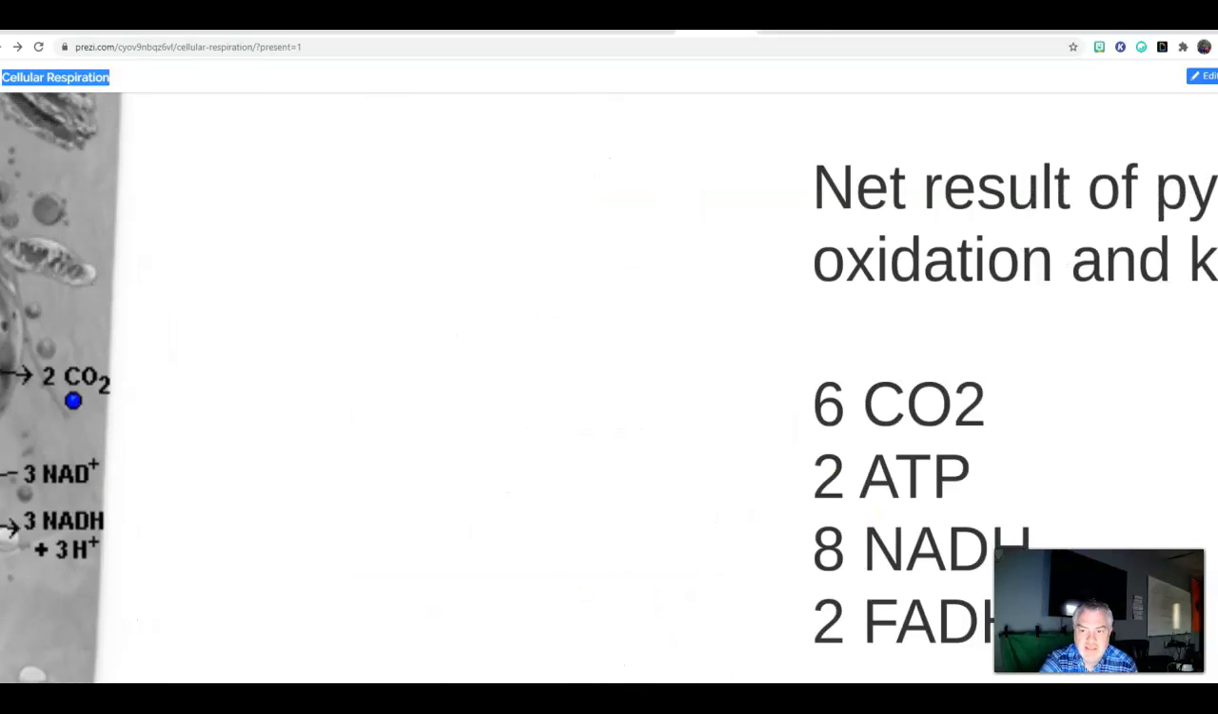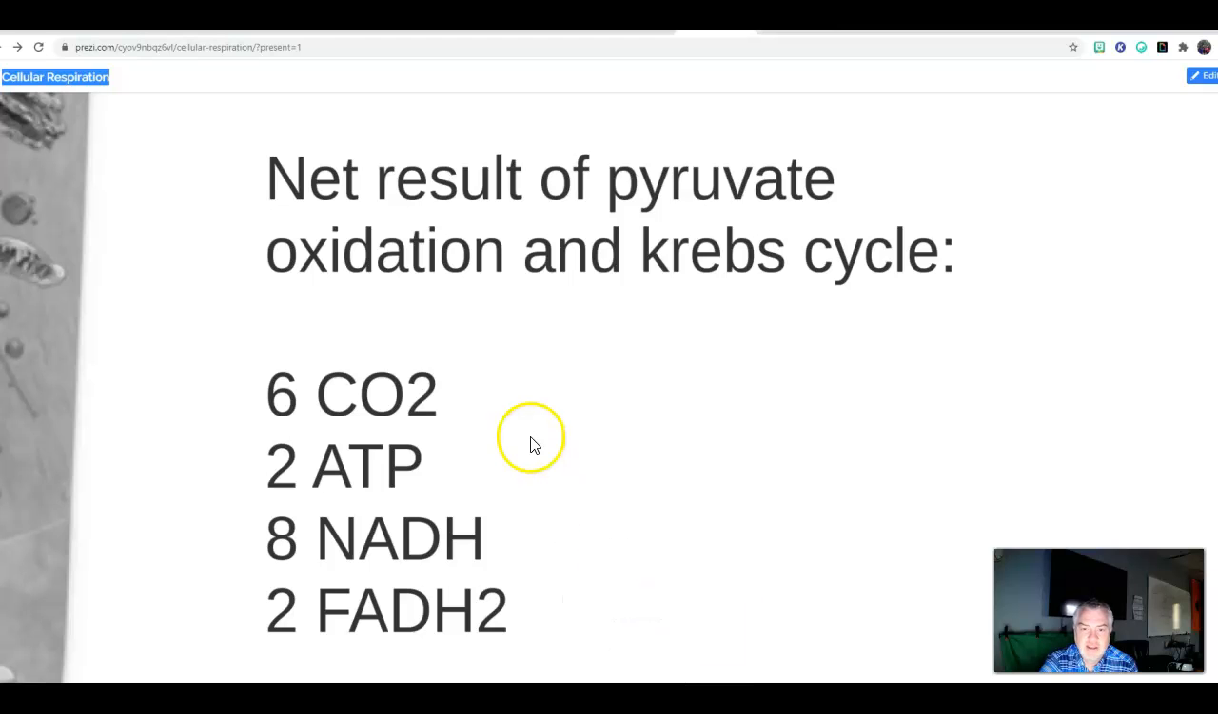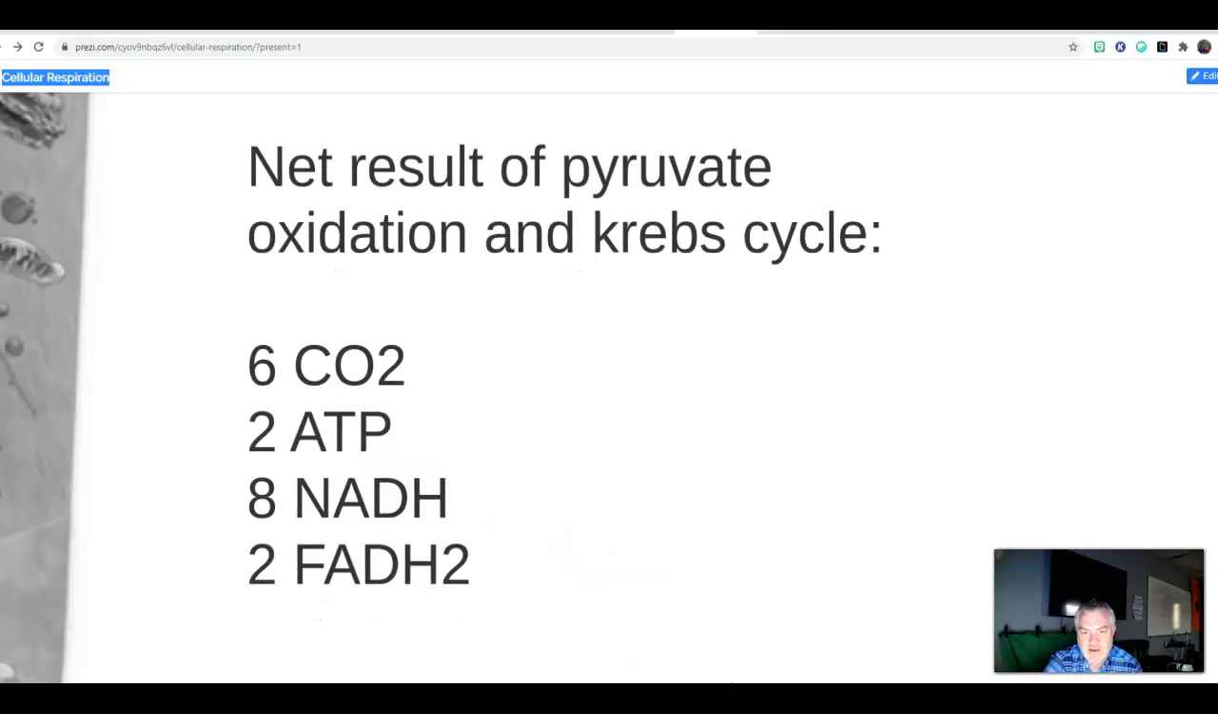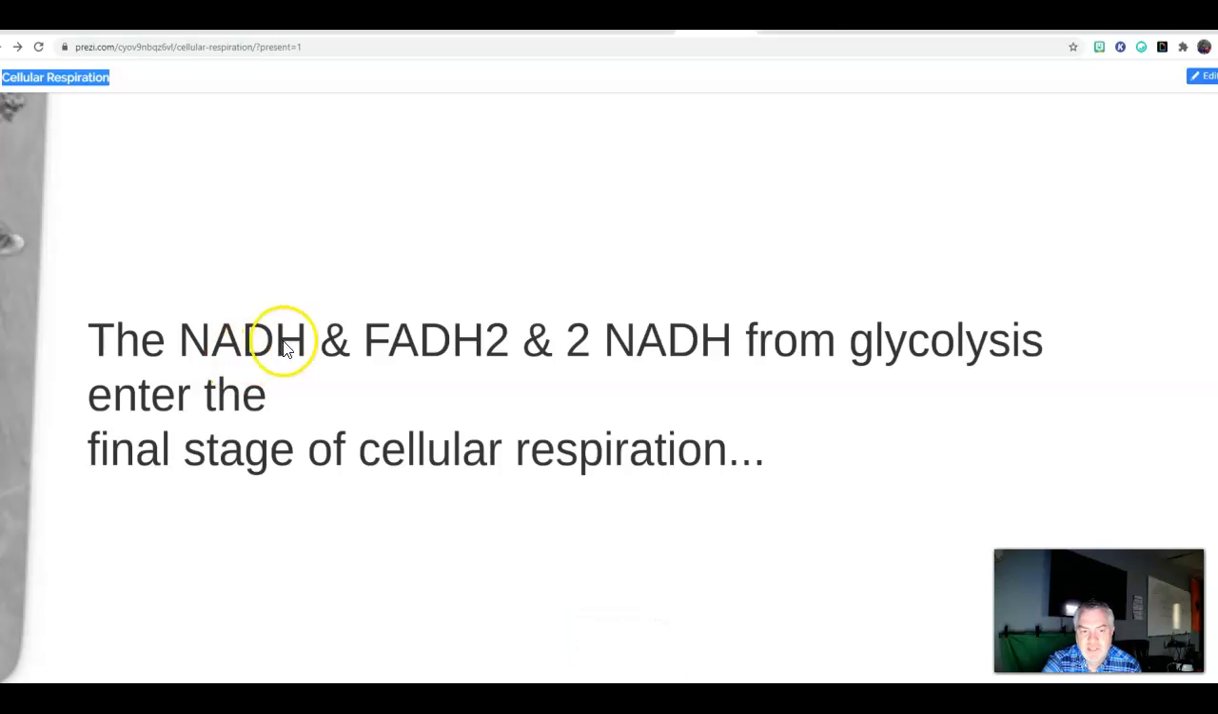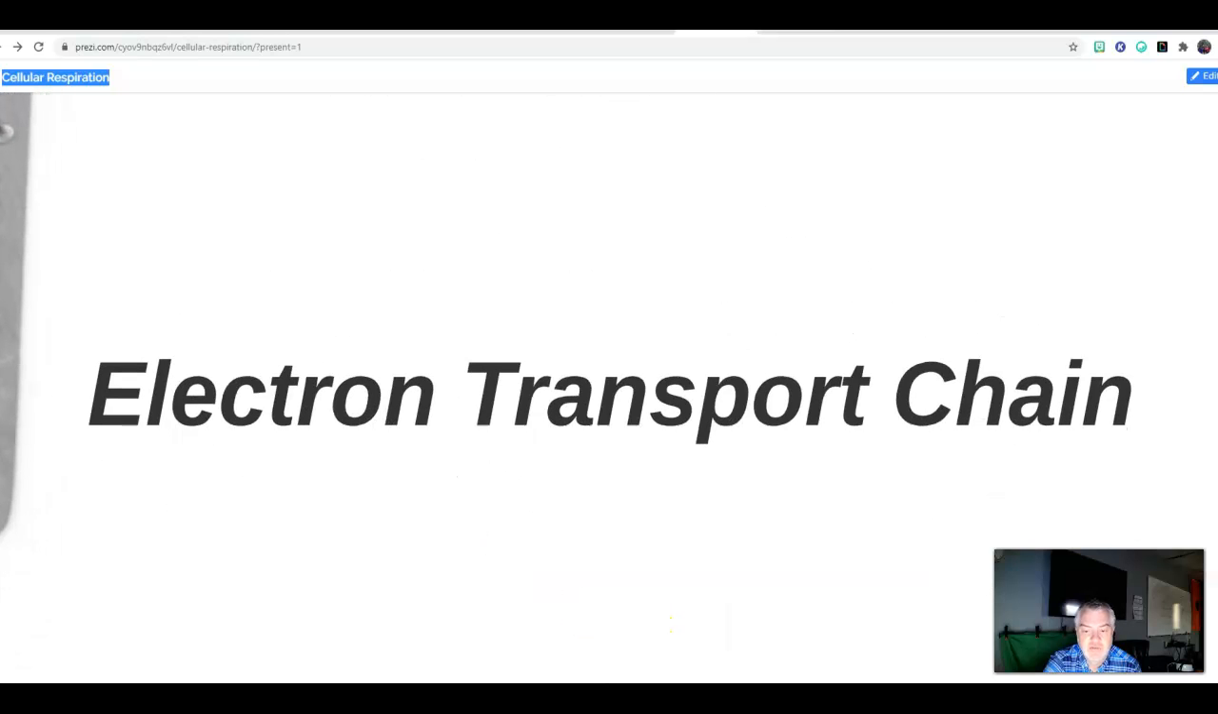So really the net result of the pyruvate oxidation and Krebs cycle is 6 CO2, 2 ATP, 8 NADHs, and 2 FADH2s. So that's the big picture that we're looking at with that. And then those NADH and FADH2 and the 2 NADHs from glycolysis are going to enter the final stage of cellular respiration, which is the electron transport chain.